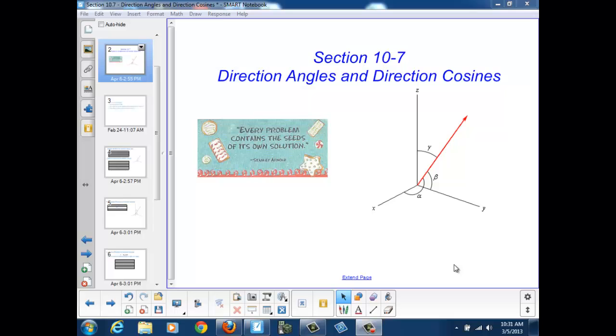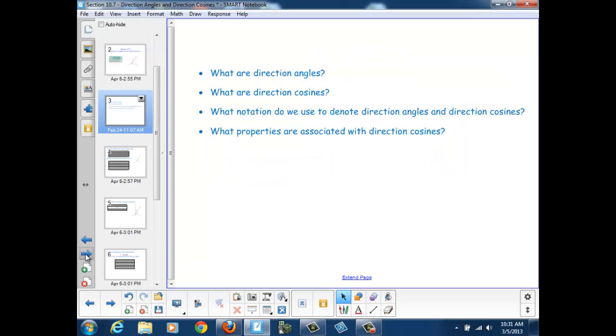Welcome to section 10.7, direction angles and direction cosines. At the end of this section, we should be able to answer these questions. What are direction angles? What are direction cosines? What notation do we use to denote direction angles and direction cosines? And what properties are associated with direction cosines?